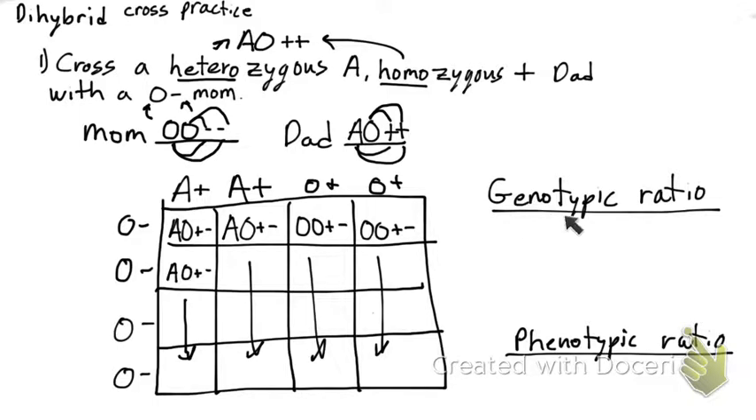So now we can head over and look at our genotypic ratios. These two columns will be exactly the same, so that means 8 out of 16. You could rewrite that 1/2 if you would like. Will be AO positive negative. These two columns will be exactly the same. That means 8 out of 16 will be OO positive negative.